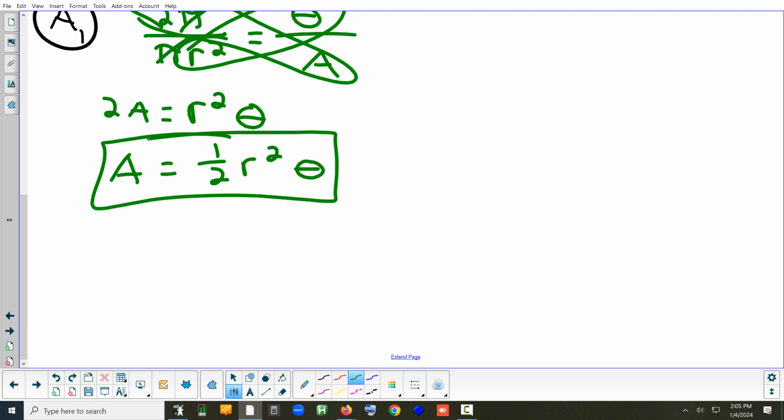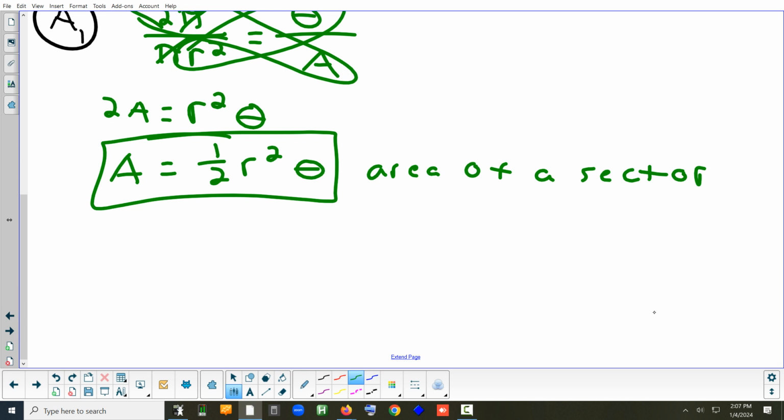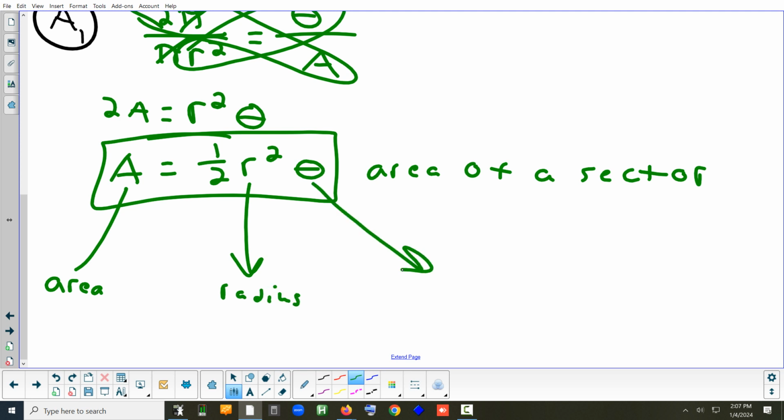So that's the area of a sector. It's 1/2 r squared theta. That's the formula for area of a sector. Nice. So remember, A is area, R is radius, and theta is the what again? The angle, in radians. And again, the way we built this formula, we built it with radians. So it's a radian formula.